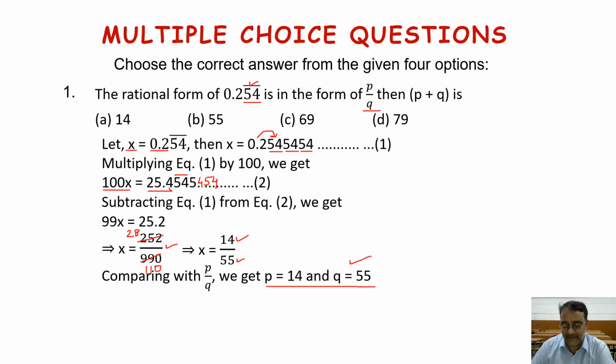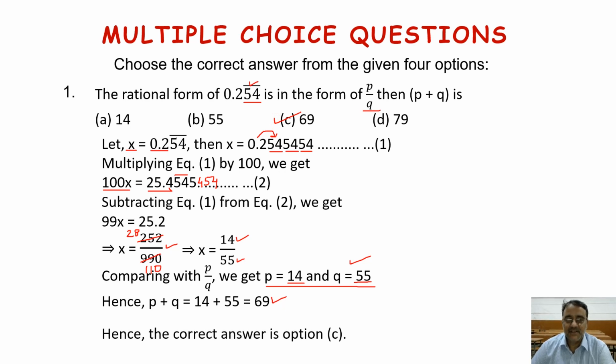So what is the value of p plus q? 14 plus 55 will get 69. So which option is the correct one? Option C. Option C, right. Okay, so now we are moving toward the next question.